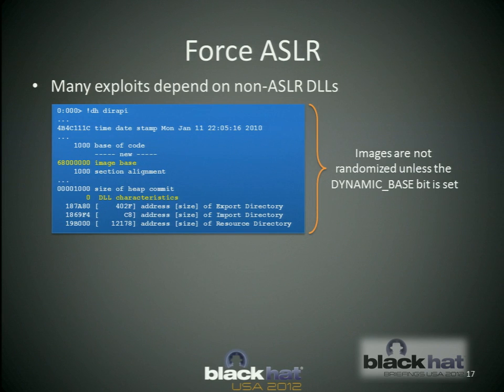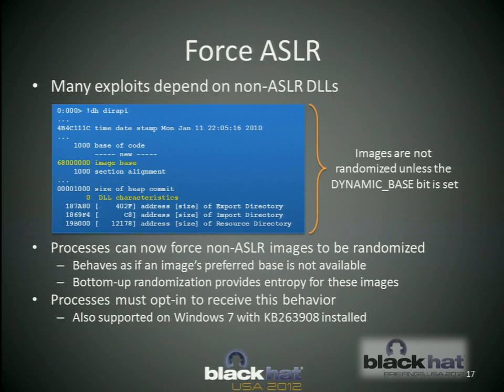One of the first things that we did is something that we call forced ASLR or mandatory ASLR. And as I mentioned, many of the exploits today that quote-unquote bypass ASLR do this by leveraging DLLs in the address space that haven't been randomized. They're still being loaded at a predictable address. And as I mentioned, this happens because images don't set a bit in their PE header that indicates that they support what's called dynamic base, or being randomized. So this example here shows a DLL whose DLL characteristic bit doesn't have the dynamic base flag set.